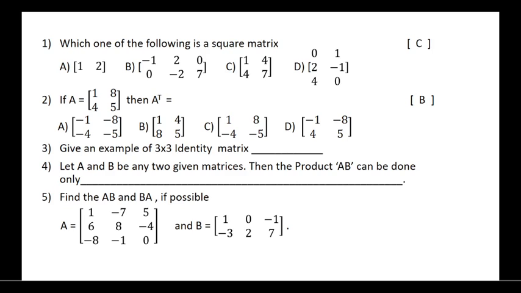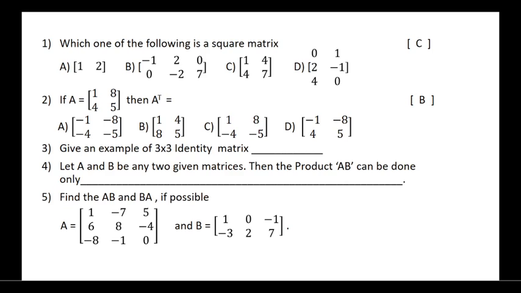So here you check out the following questions. Which one of the following is a square matrix? Already you know, a square matrix is a matrix that contains the same number of rows and columns. So you can check option A, option B, option C, option D. In option C there are only 2 rows and 2 columns. In the remaining options, there are different numbers of rows and columns. That's why option C is correct.